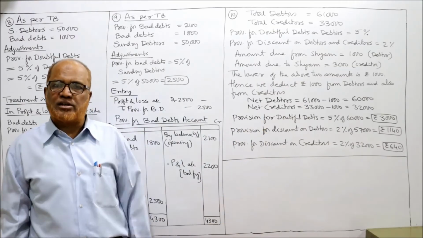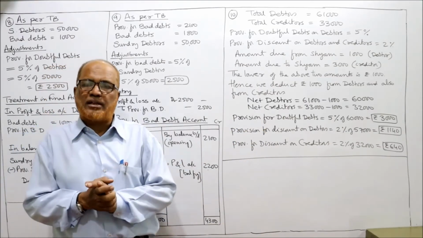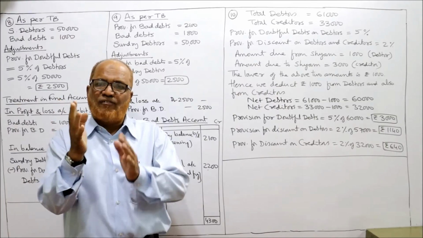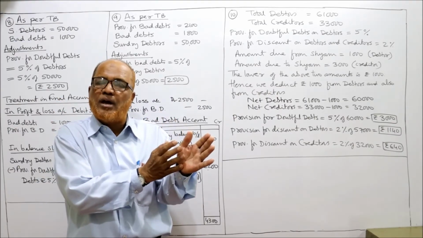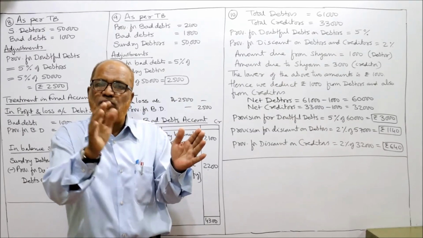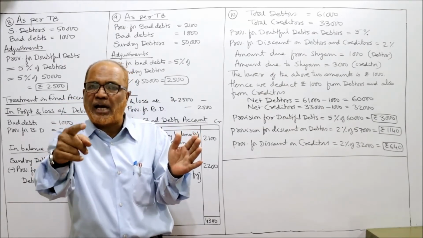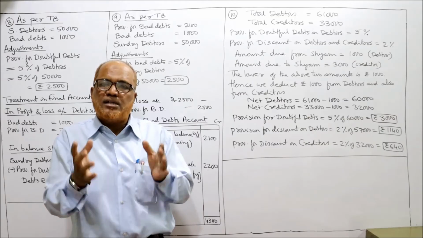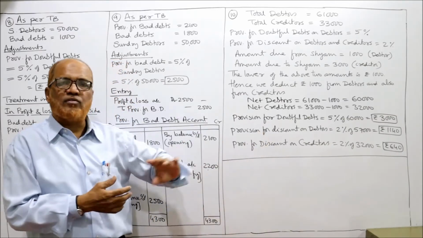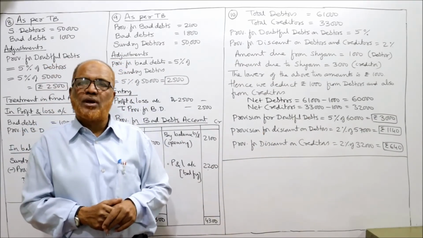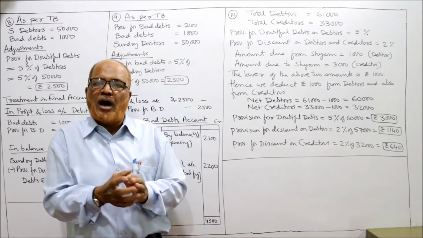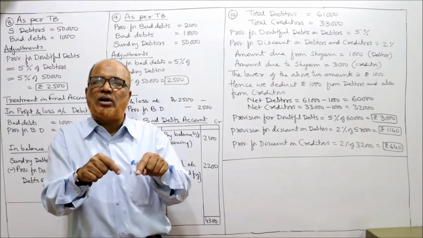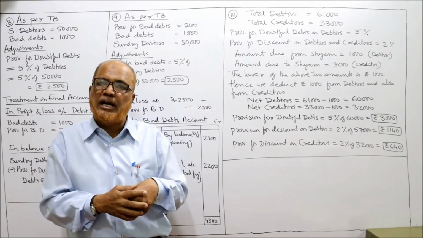Now, provision for doubtful debts. It will appear twice. First, provision for doubtful debts will be taken on the debit side of P&L account. Again, this provision for doubtful debts will be deducted from debtors on the asset side of the balance sheet. The same treatment applies to provision for discount on debtors. Provision for discount on debtors will be debited to P&L account. Again, this provision for discount on debtors will be deducted from good debtors.